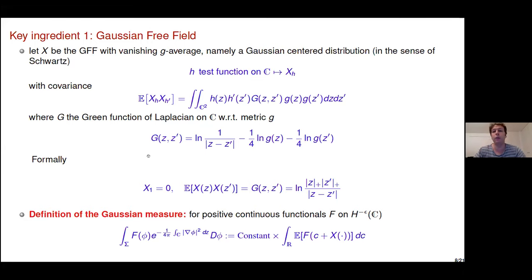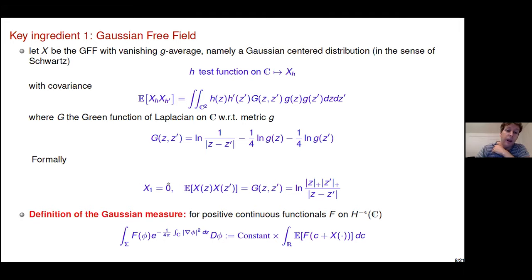Now, once you have a Green function, it's a positive definite function with a singularity, but it's a positive definite function. So you can put a Gaussian random field behind the Green function. It's not defined pointwise because of this singularity on the diagonal: when z equals z', this is infinity. So the Gaussian free field is the Gaussian field whose covariance is G(z,z'). In mathematical terms, you can integrate it against test functions, but you can't take it pointwise. So it's a random distribution in the sense of Schwartz. Formally we say that it's just a random field with covariance given by this G(z,z'). But this is an abuse of notation, mathematically speaking, because it's not defined pointwise.